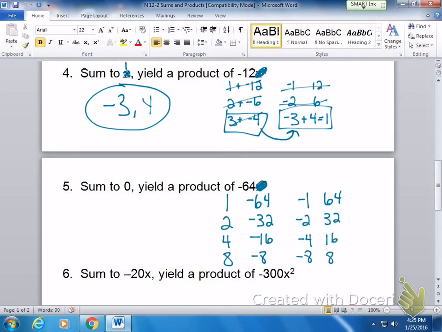Now we need one of these that adds up to equal 0. These first 3 definitely will not add up to 0, but now I have 8 plus -8. That does equal 0. So our answer is -8 and 8. Now some of you may be saying, oh, well, this other one, doesn't it work too? Well, yes, it does, but our answer is just that, -8 and 8.